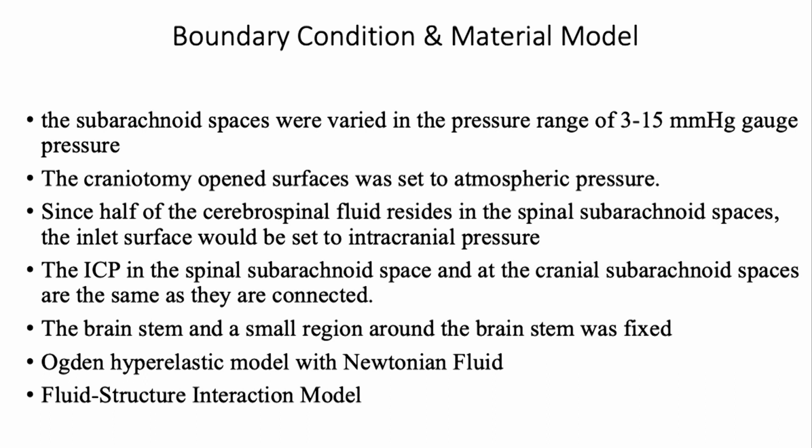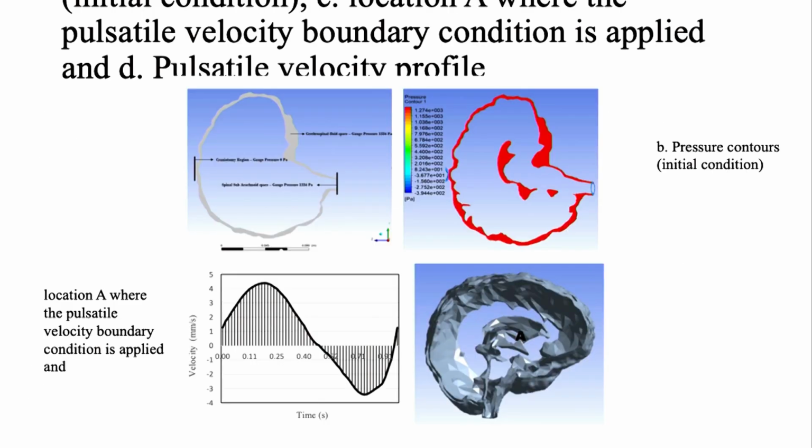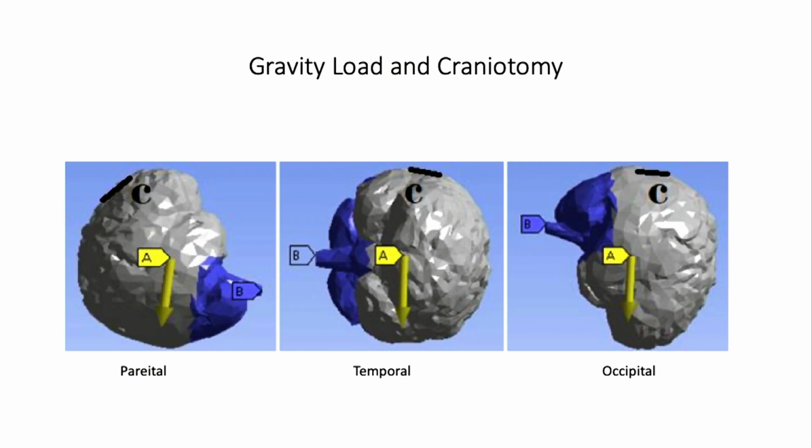the boundary condition basically is to fix the root of the brain stem, and then we have used an Ogden hyperelastic model, which is ubiquitous everywhere. It is being used with a Newtonian fluid, and so on. So that is the fluid region, and that is the solid region, and that's how the boundary conditions are given. The most important thing is the gravity load.